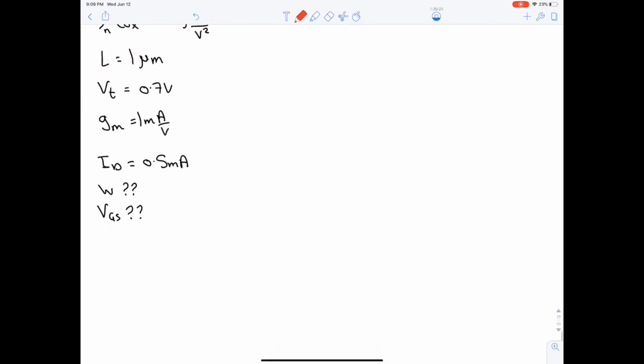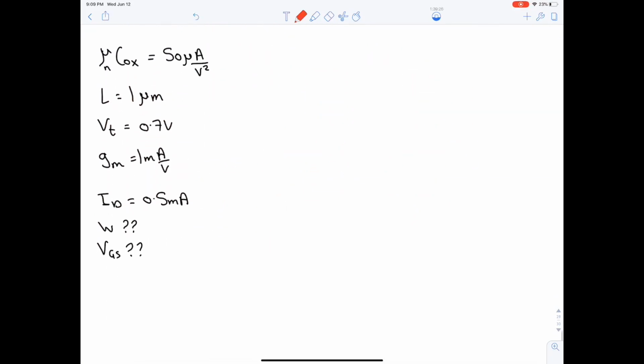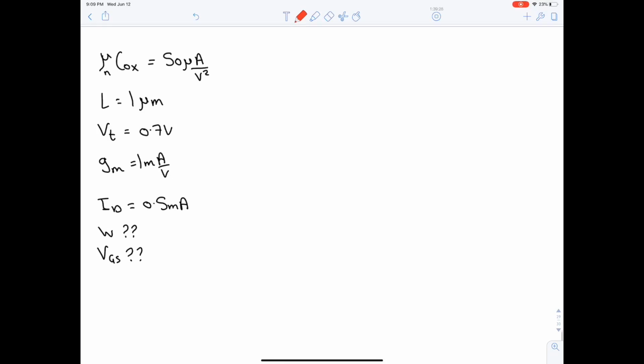The last and the final question in this chapter and in this course is the following. We need to find W, which is the width, and VGS, given those numbers. Now you need to think. We are given also ID. Now in ID we have two options, either triode or saturation. So now we have to think, are we in triode or are we in saturation? Should we assume and then solve and then at the end we have to check?